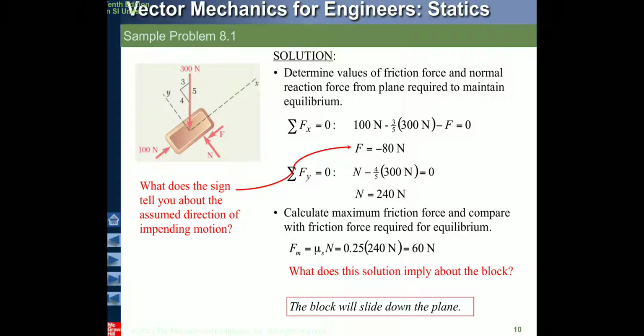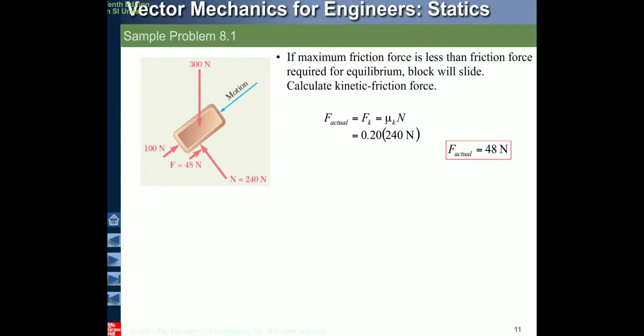Then, if the block is sliding down the plane, we have to find the kinetic friction. The friction force will not be the 60. As the block is moving downwards, we have to find the kinetic friction. The actual force Fk is equal to mu k into N. So mu k is 0.2, it is given in the question. Multiplying by 240 Newton, we will get the actual friction force as 45 Newton, because the block is moving down the plane.